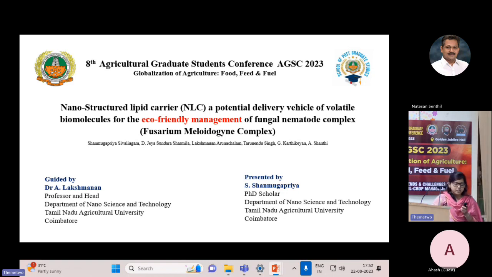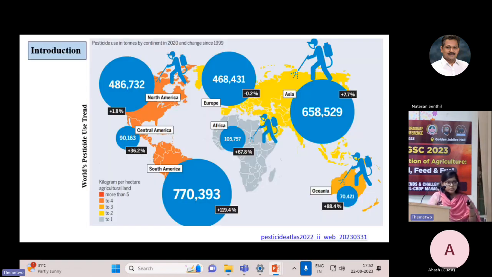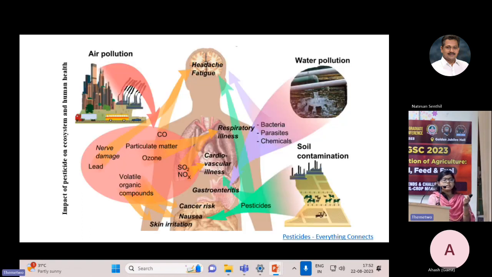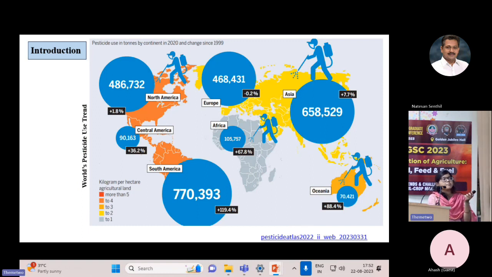The Industrial Revolution saw the emergence of synthetic pesticides, and their use grew steadily in the later period. According to statistics given by the European Union, by looking at this graph, we can understand that each continent is dumping almost a lakh tons of pesticides onto the soil just to improve productivity. And it has increased by about 10% from 1999 to 2020.